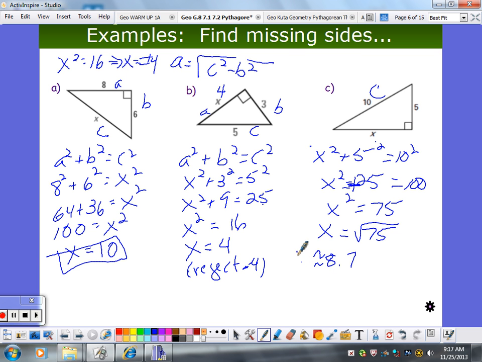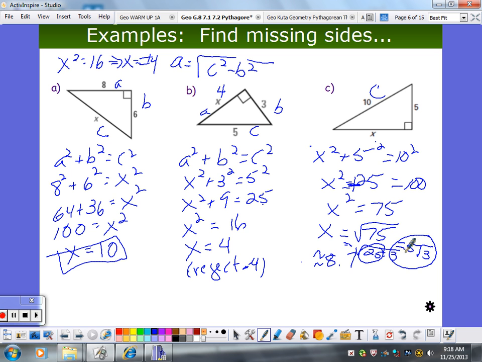But I want the exact. What am I going to do to find the exact? Is there any perfect square multiple? Yes. There are. What is this? So it would be x equals the square root of 25 times 3. Okay. Square root of 25, 5.